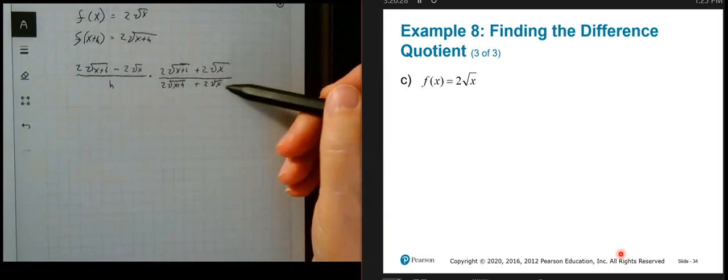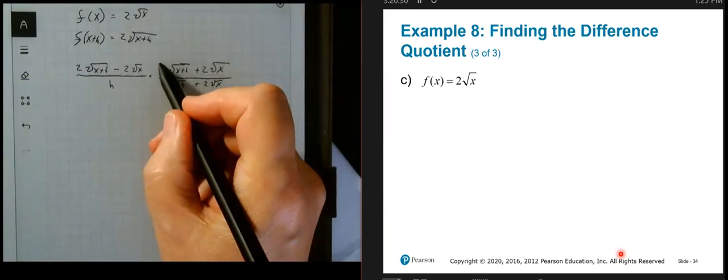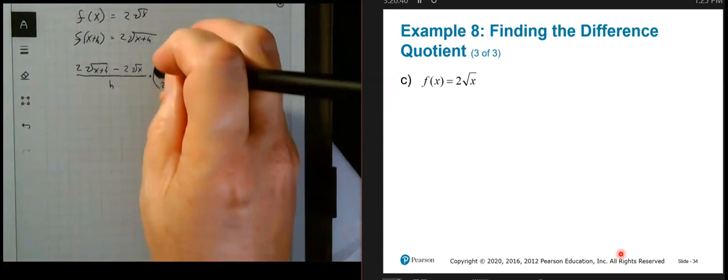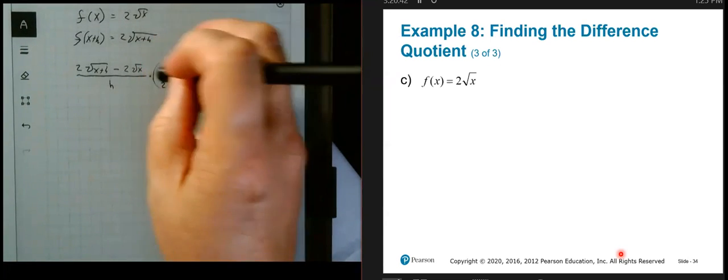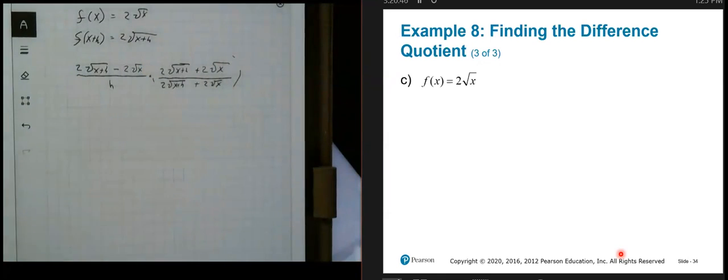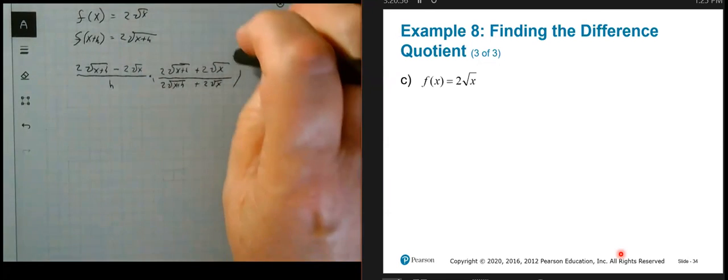What does this fraction equal? This fraction right here? 1. I'm multiplying by 1. It doesn't change how much it is. It just changes what it looks like. That's like changing 1/2 to 3/6 by multiplying numerator and denominator by 3. So I'm multiplying by 3/3, which is 1. It's still 1/2. It just looks different now. Okay.